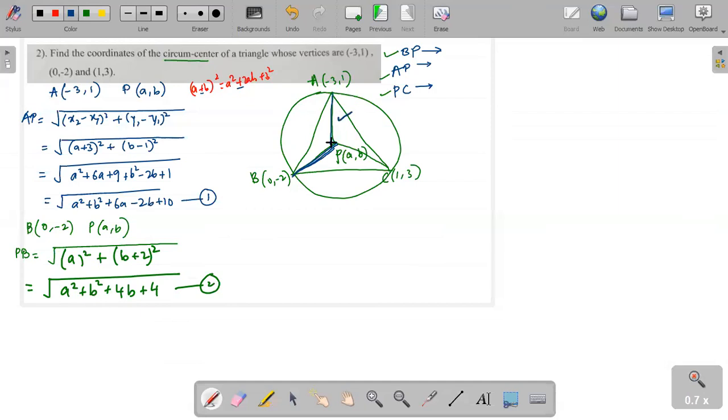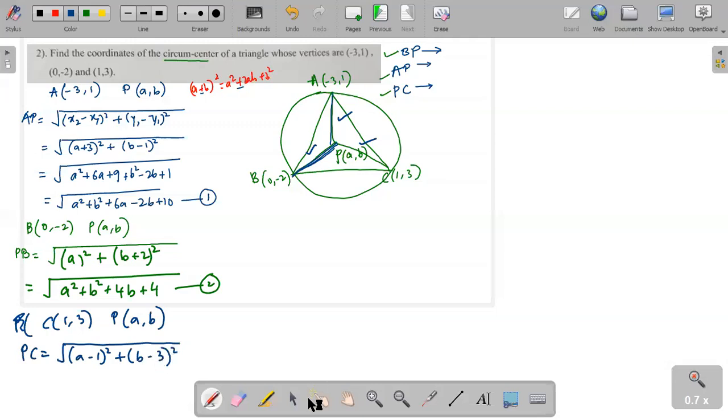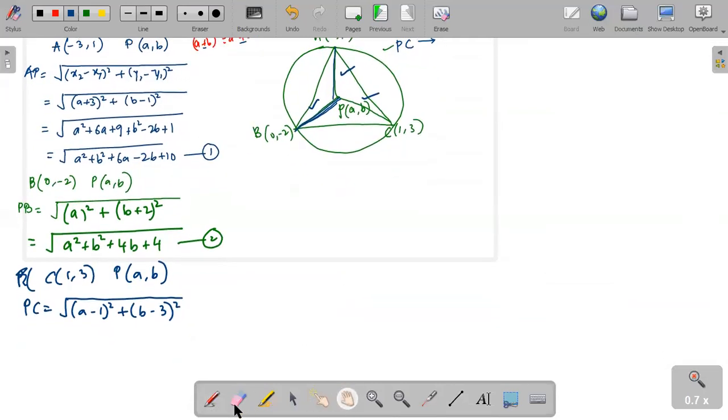We are done with AP, we are done with PB. Now we find what is PC. Okay, so P is (a, b) and C is (1, 3). So what is PC? That is equal to the root of (a minus 1) the whole squared plus (b minus 3) the whole squared. And then you just simplify it.